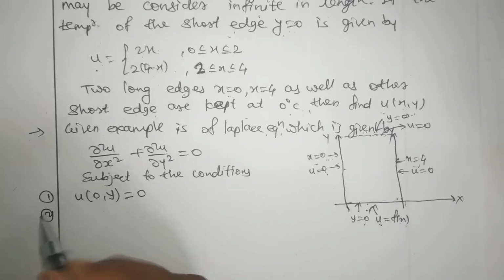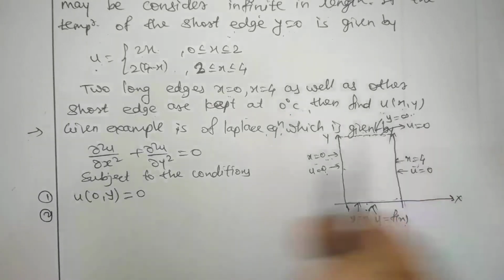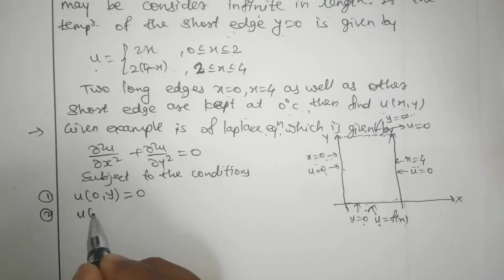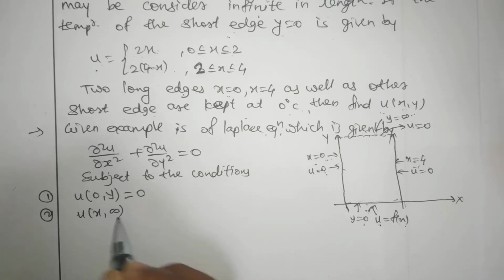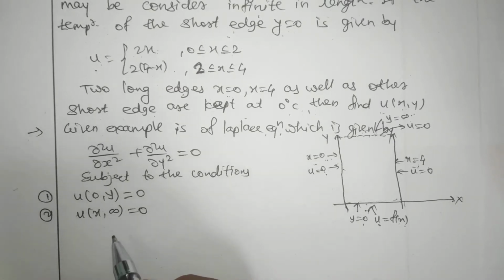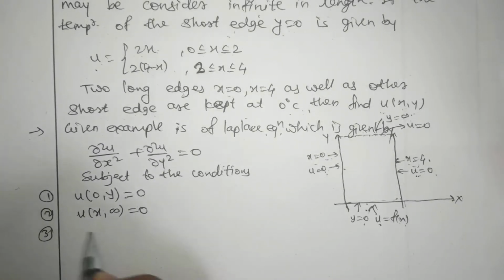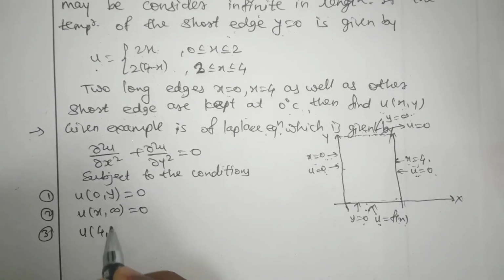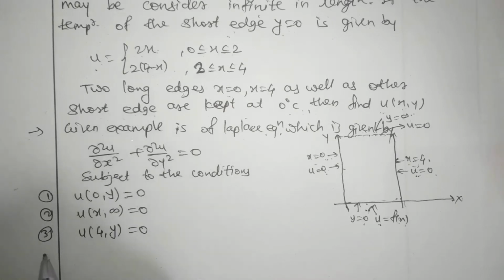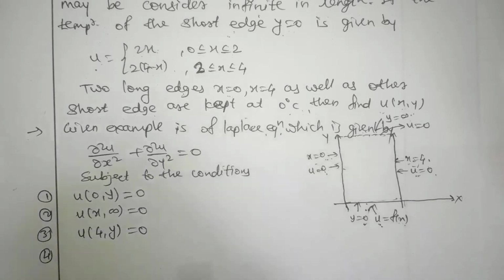Second condition, y tends to infinity, that means u of x, as y is infinity, is equal to 0. Third one is x is 4, u is 0. So u of value of x is 4, y as it is, is 0. And fourth condition, y is 0, value of u is f of x.